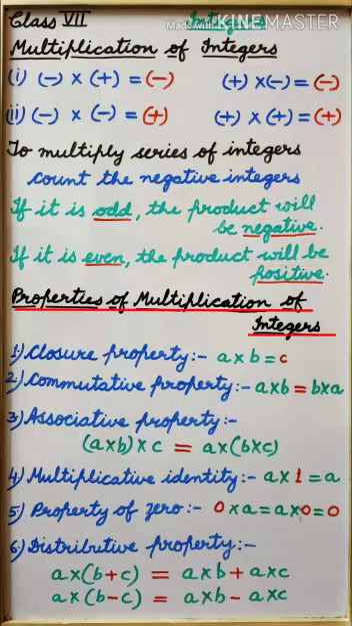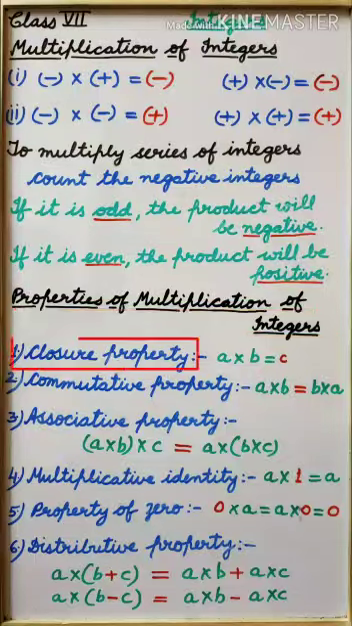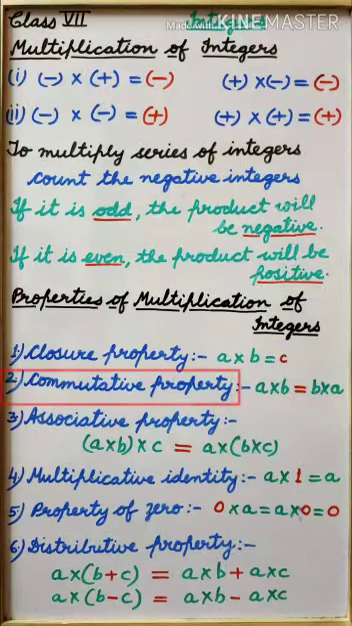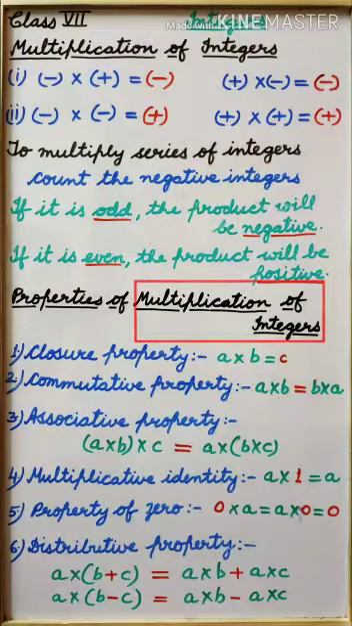If it is even, the product will be positive. Now, properties of multiplication of integers. First property is closure property. It says if two integers are multiplied, then their product is also an integer. Second property, commutative property. It is based on order. The product of two integers does not change if we change their order. So multiplication of integers is commutative.